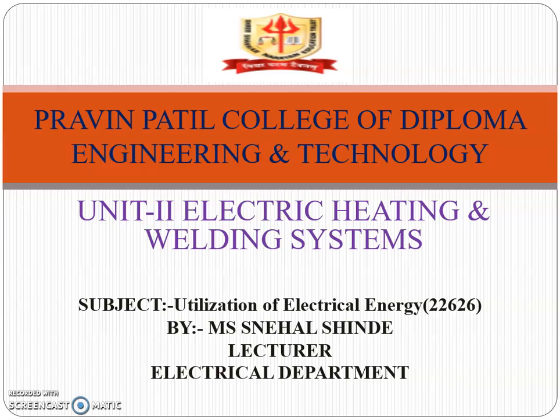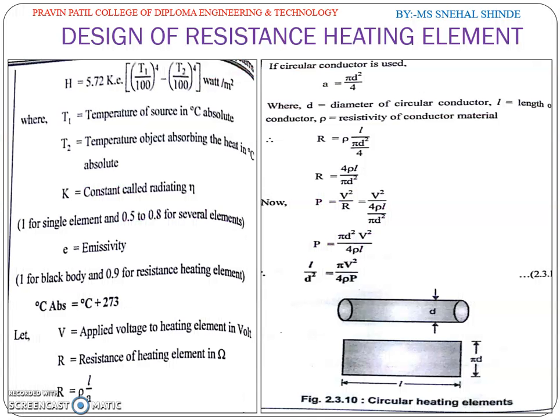Subject is Utilization of Electrical Energy. Subject code 22626. Unit 2: Electric Heating and Welding System. Design of resistance heating element. In this, we will see how the design of resistance heating element is done.